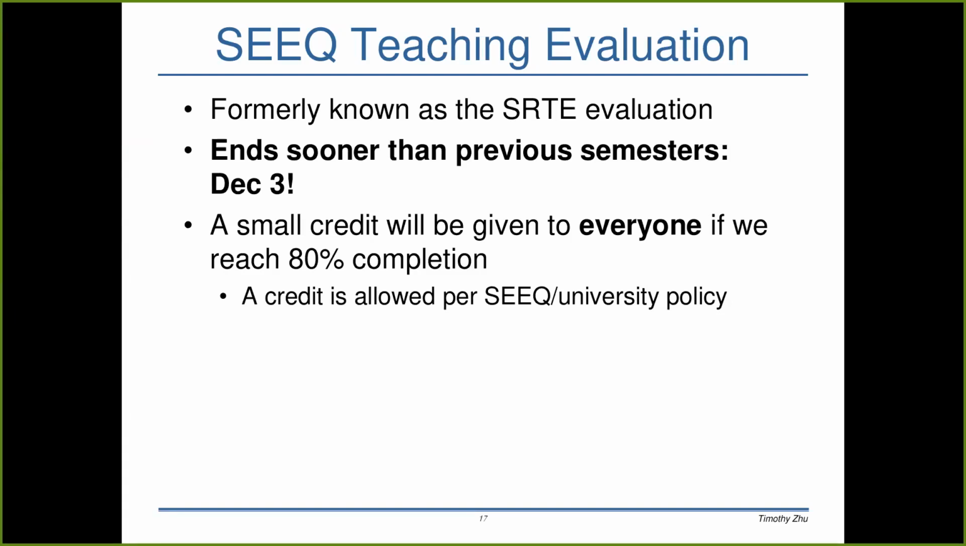Typically, with the way I do that, and university policy allows it, I think on their website they say they can do that, I give small credit for completing the evaluation to everyone. Typically when we reach something like 80%, let's put 80% as the target goal, then I will give credit to everyone. That's a small credit, of course, not a big deal. But still, just for your effort. Anyway, I just wanted to remind you, in case you haven't seen that.